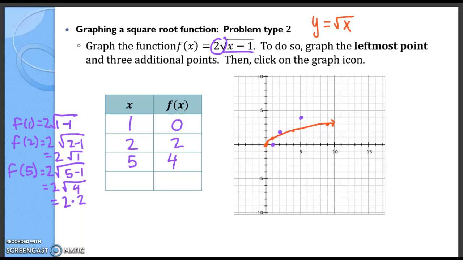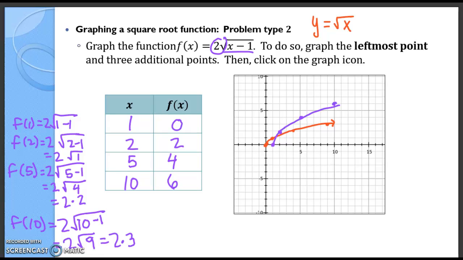And what about another number? Well, let's go ahead and plug in 10, because I know that 10 minus 1 is 9. 2 times the square root of 9 is 2 times 3, or 6 when I plug in 10. So at 10, we're going to be at 6. So now my graph is very similar shaped. It's just stretched a little bit more because of the 2.